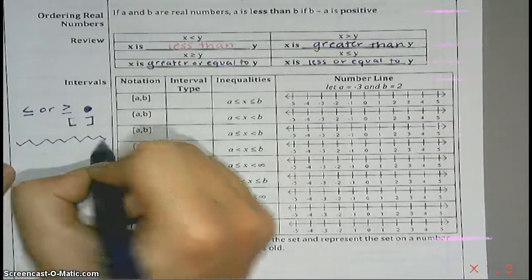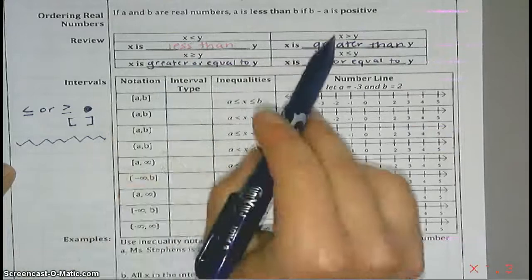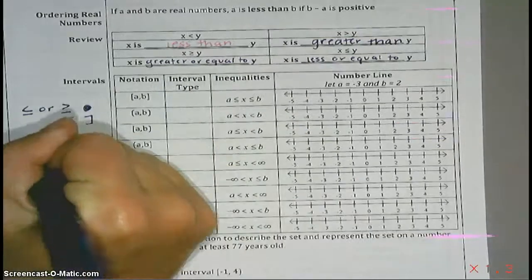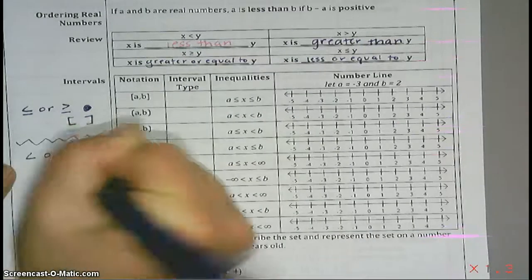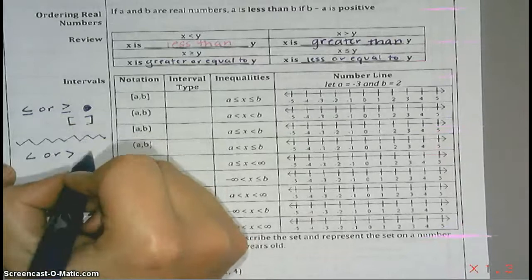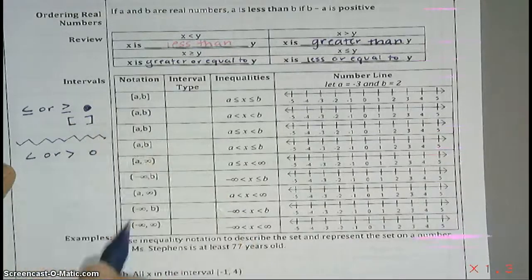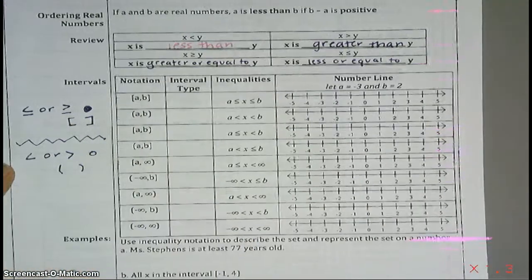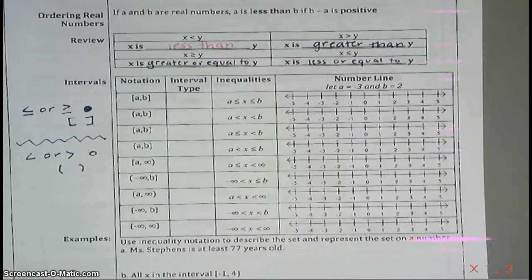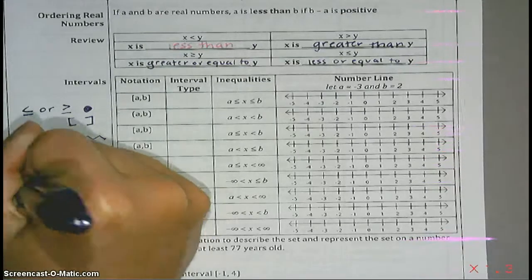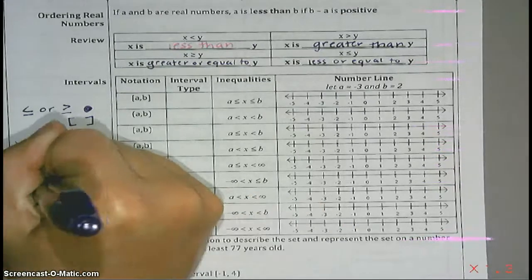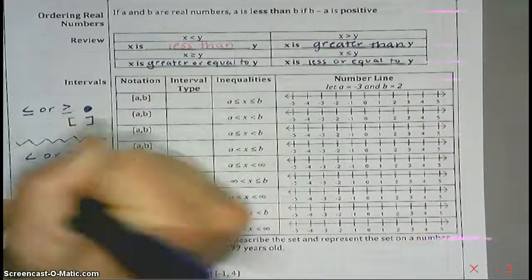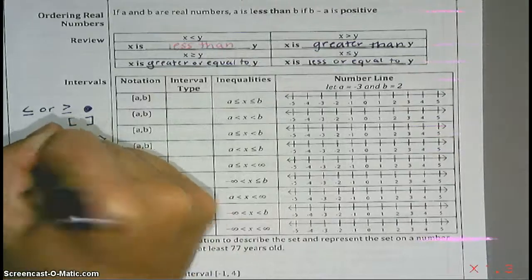And then the other case, if you have just an inequality with no equal sign, so just the greater than or the less than sign, on your number line, that's going to be an open dot. And then when it comes to notation, you're going to have parentheses instead of brackets. One thing to note is that infinity is always going to have parentheses. And that's if it's positive or negative infinity.